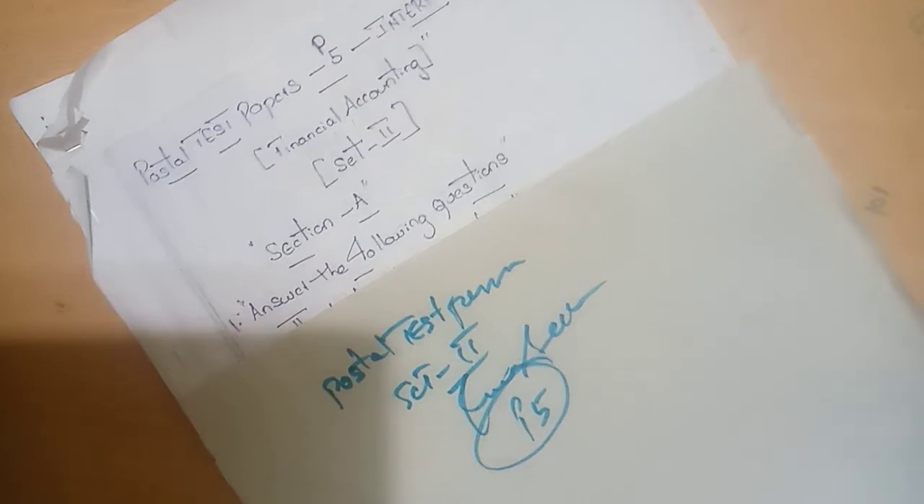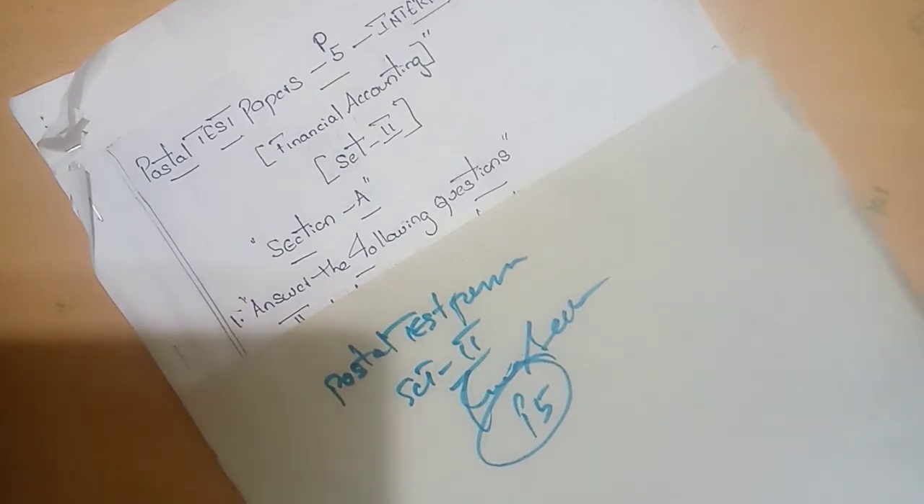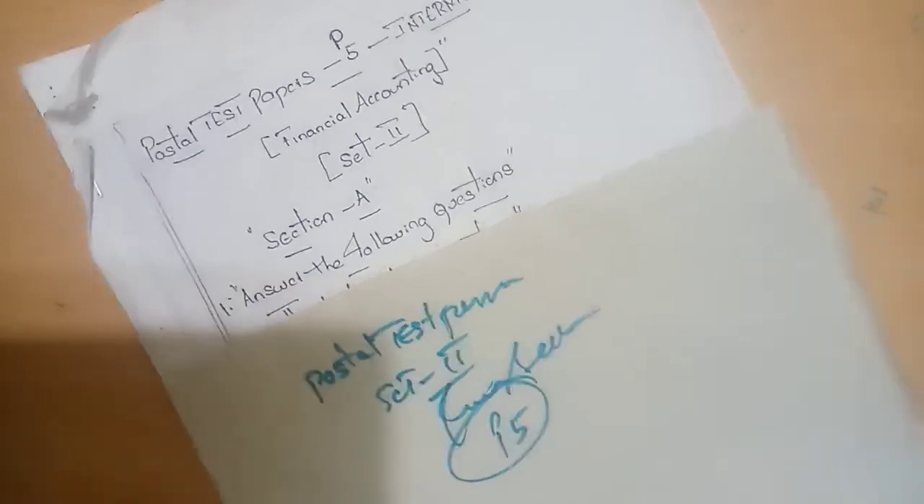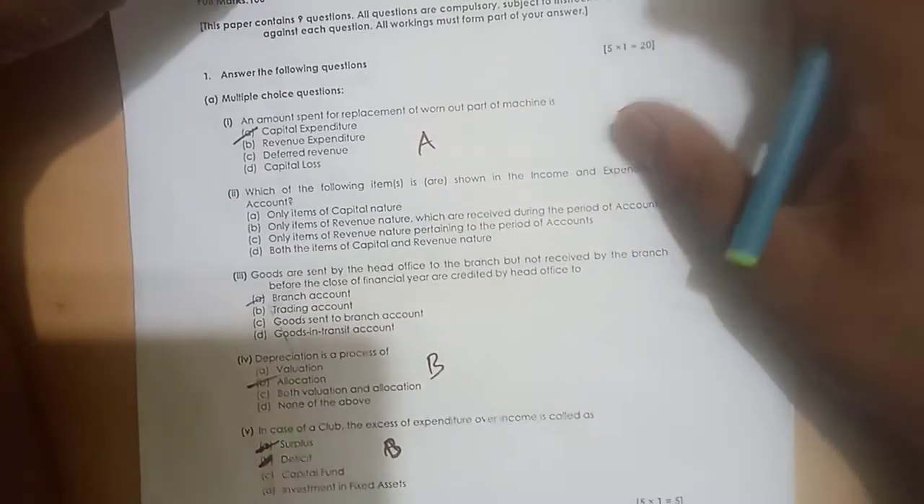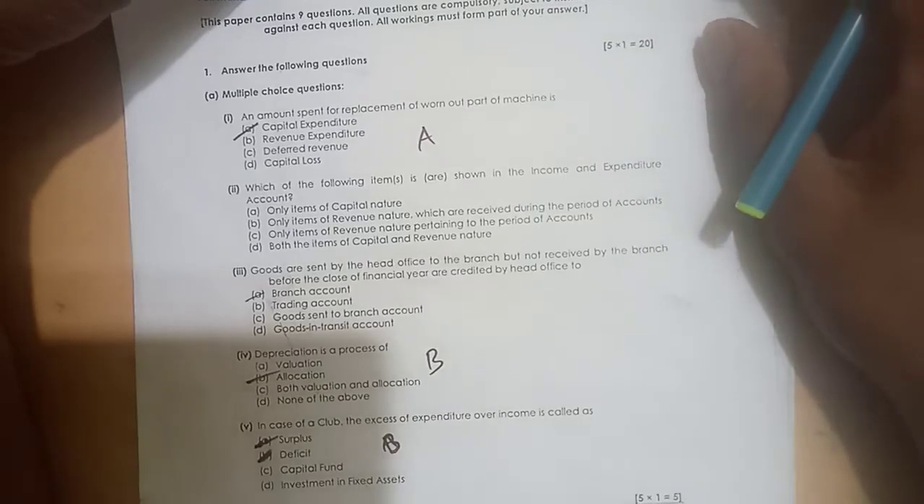So let's begin today. Postal test papers, set number 2, financial accounting. First of all, we read the questions here. So financial accounting paper 5 we will bring. First we score paper 5, answer all the questions, compulsory.